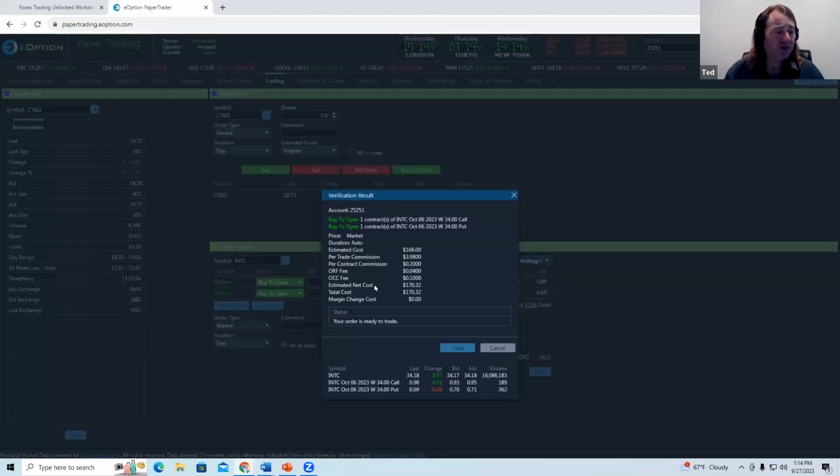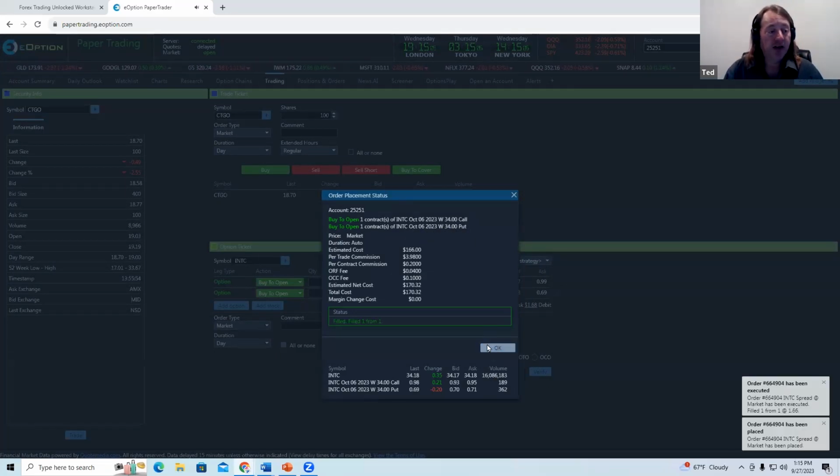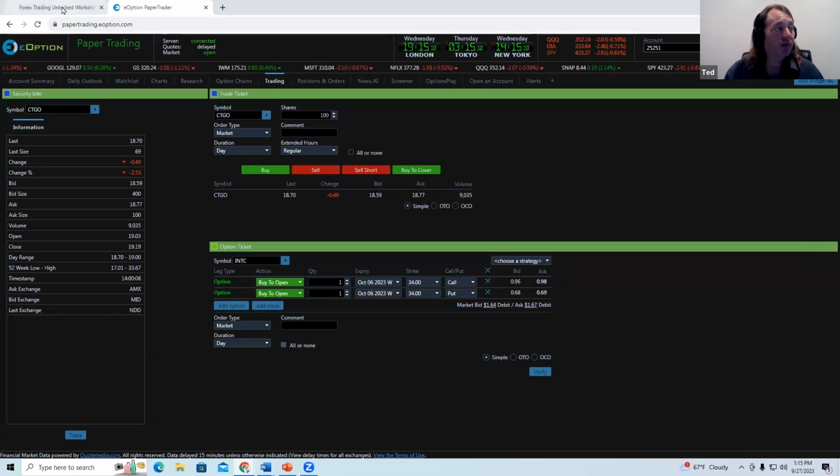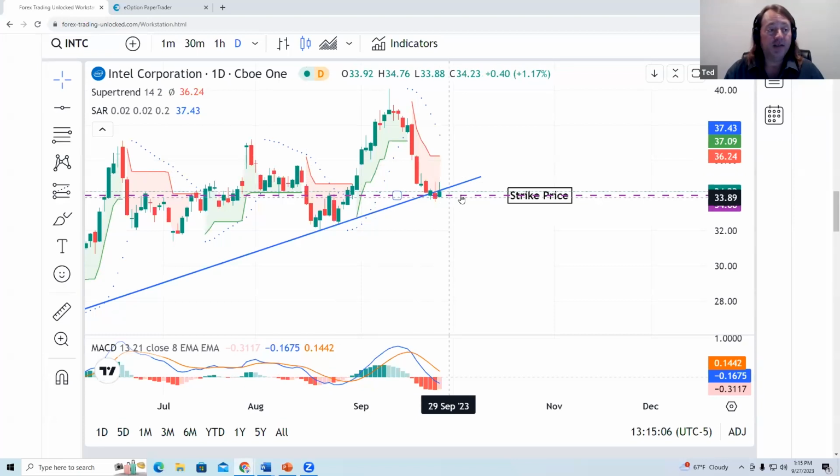All right, so to put this trade on, we look at the check here. It verifies that we have buy to open 1 contract INTC of the October 2023 34 call, as also the 34 put. We say yes, there we go. And we now have, for $172, put on a position that protects us and gives us opportunity for this stock.